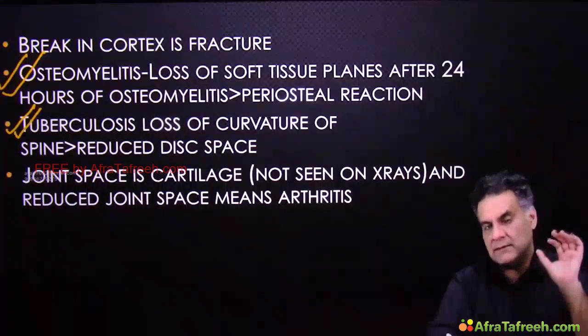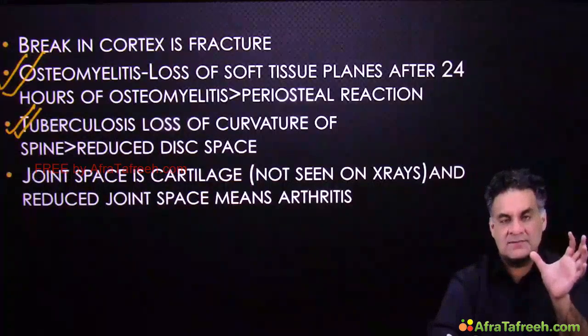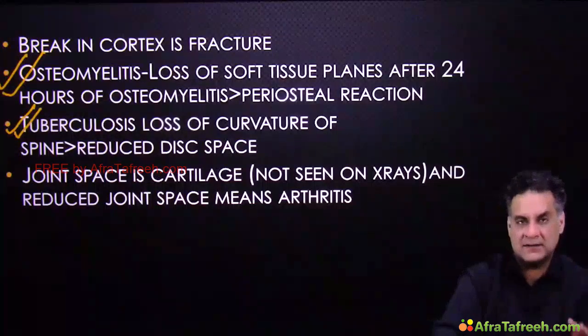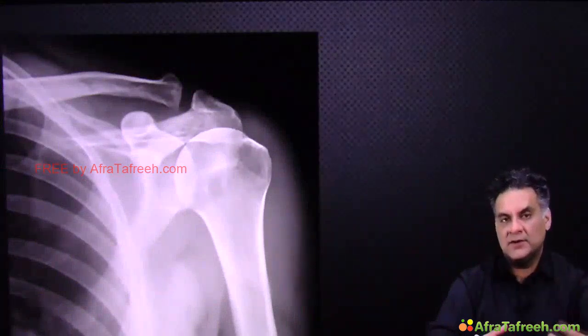And then remember, joint space, the space between the joint, is made of cartilage, not picked up on X-rays. Reduced joint space is called arthritis. Coming to specific areas in radiology.